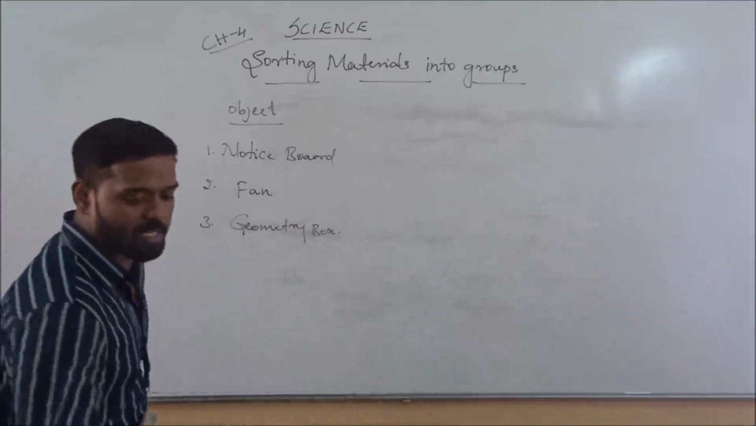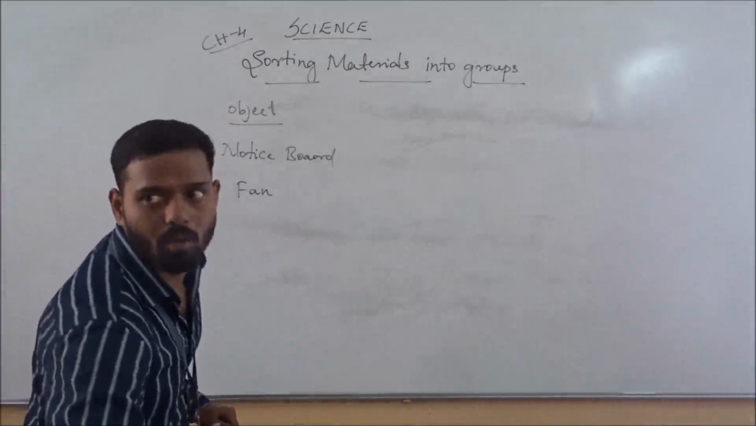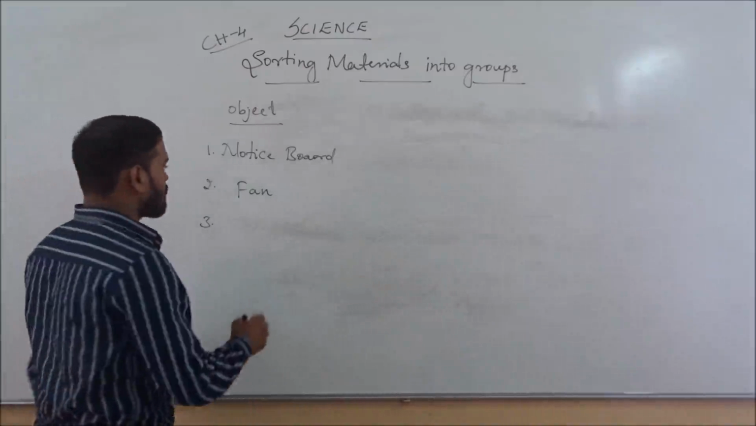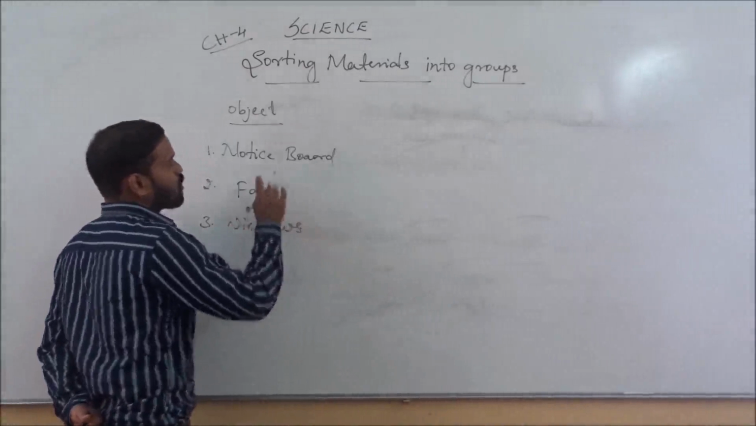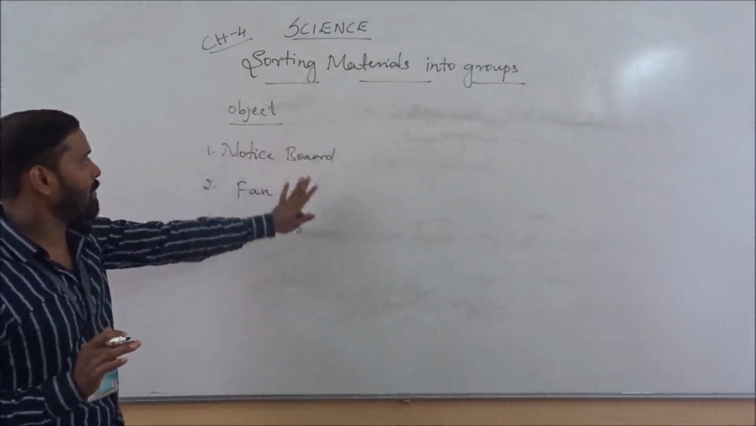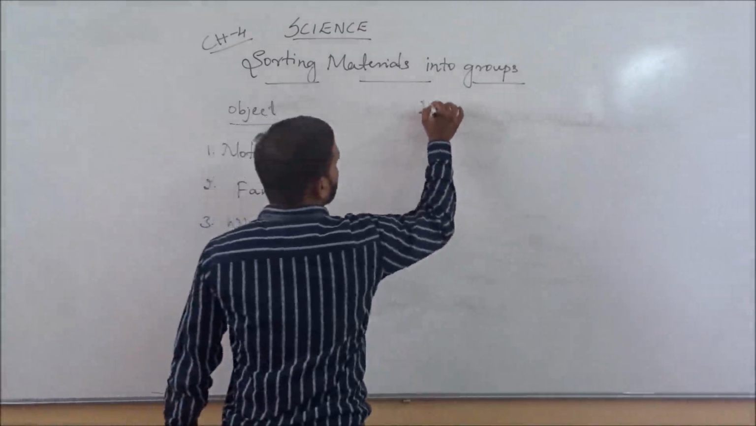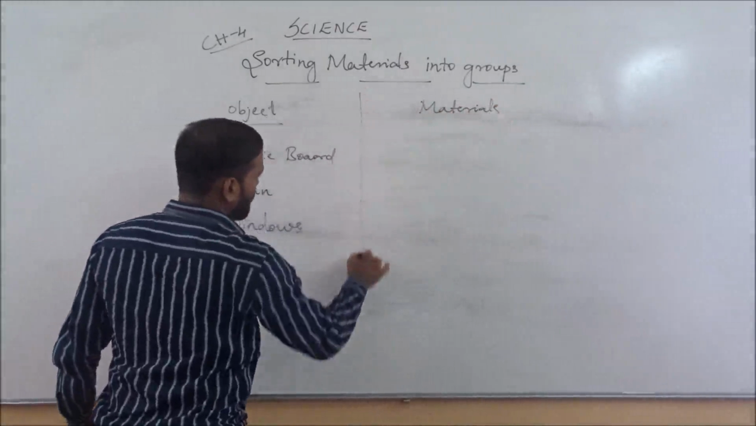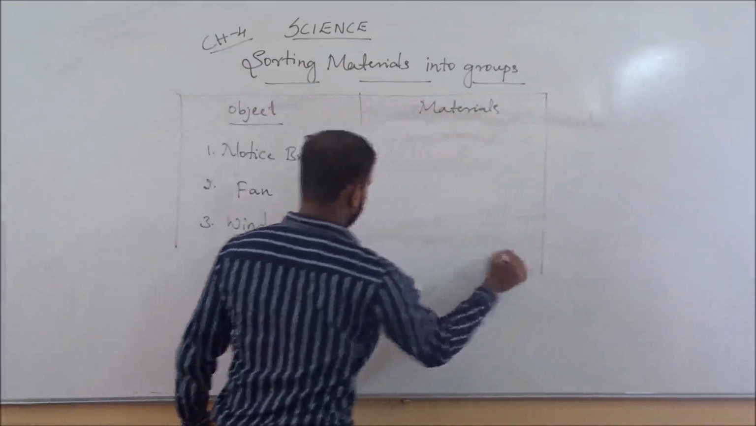Or else you can take other things rather than a geometry box. You can take windows. Windows are also an object. So I have taken three objects. Let us find out how many materials are used to make these objects. Here I will write materials. Let us see, suppose these are the objects.